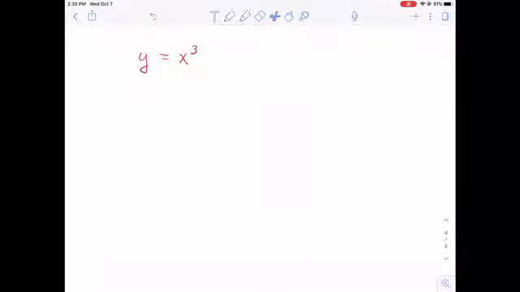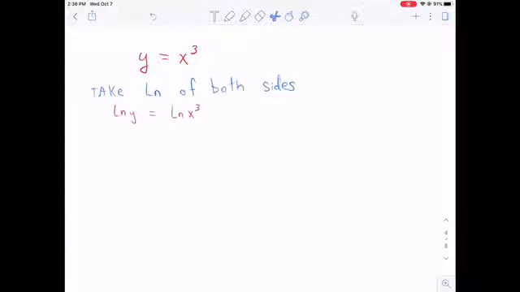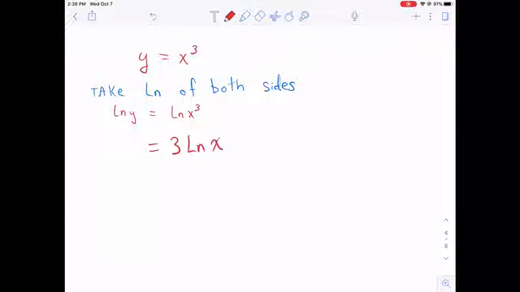Okay, so suppose we want to differentiate x cubed. Well, you know the answer. It's 3x squared. So we're using this example to show how the method of logarithmic differentiation works. The first step is to take the natural logarithm of both sides. The reason we're doing this is because we want to artificially use the laws of logarithms to help us. So we've set this up just so that we could pull this 3 out in front. So we have ln y equals 3 ln x.